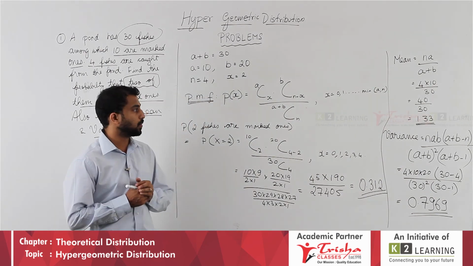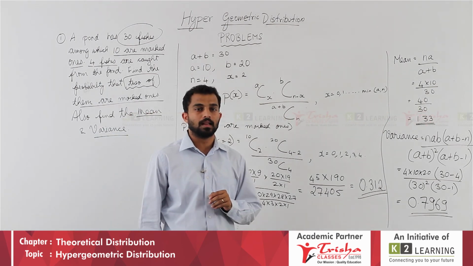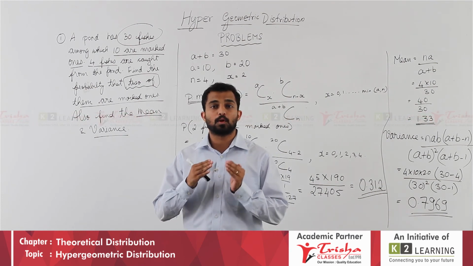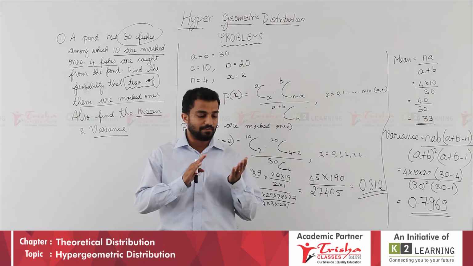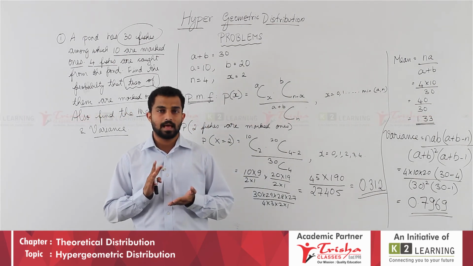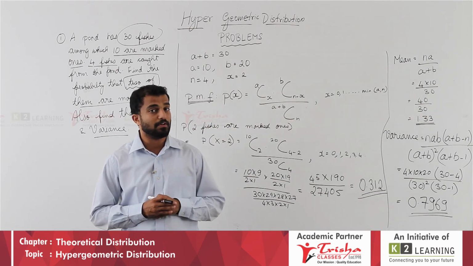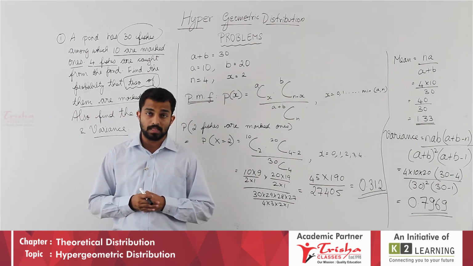And by this, students, we have finished hypergeometric distribution as well. And this brings us to the end of discrete probability distribution under theoretical distributions. We finished Bernoulli, binomial, Poisson as well as hypergeometric distribution. So next we begin with continuous probability distribution from normal distribution.